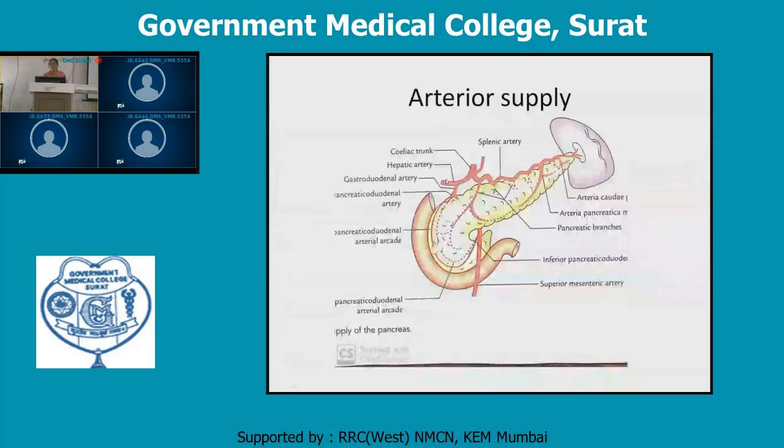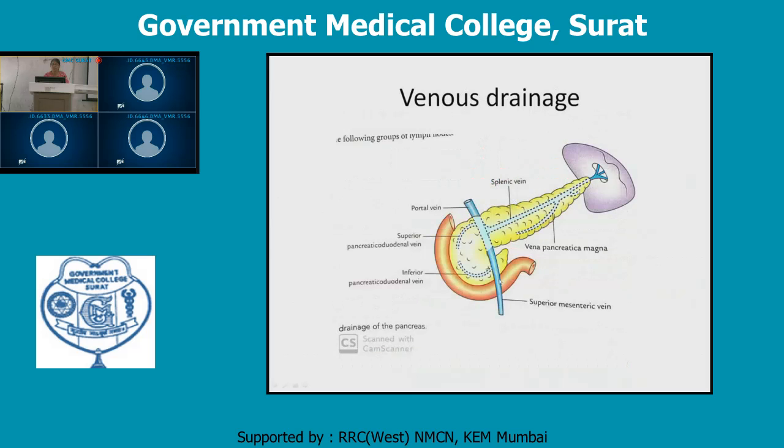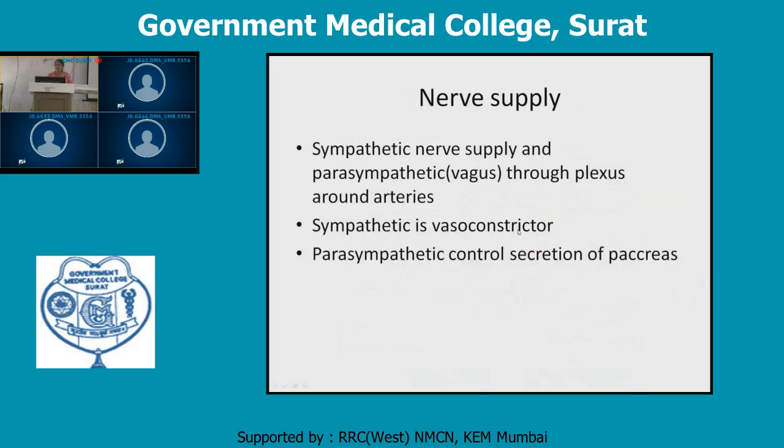This is hepatic artery, gastroduodenal artery, superior pancreaticoduodenal and inferior pancreaticoduodenal. So the main blood supply is by the splenic artery, superior pancreaticoduodenal, inferior pancreaticoduodenal. They supply the blood to the pancreas. Venous drainage: splenic vein, this is superior mesenteric vein and portal vein. This is the venous drainage.